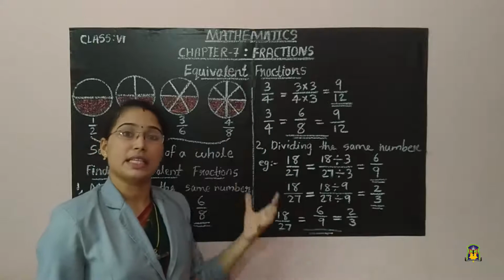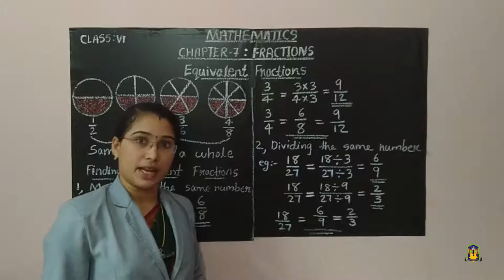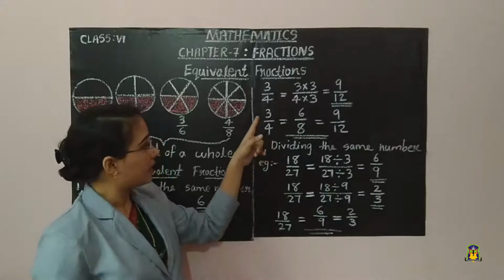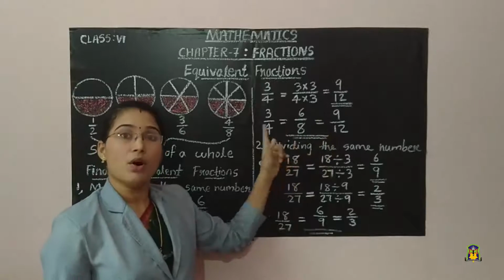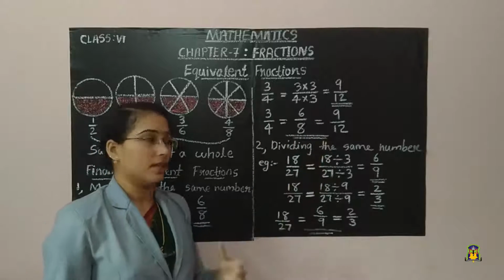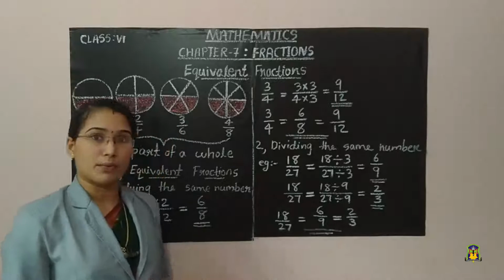This way we can find infinitely many equivalent fractions for a given fraction. So here 3 by 4, 6 by 8, 9 by 12, all the fractions are equal. So these fractions are called equivalent fractions. This is one method.